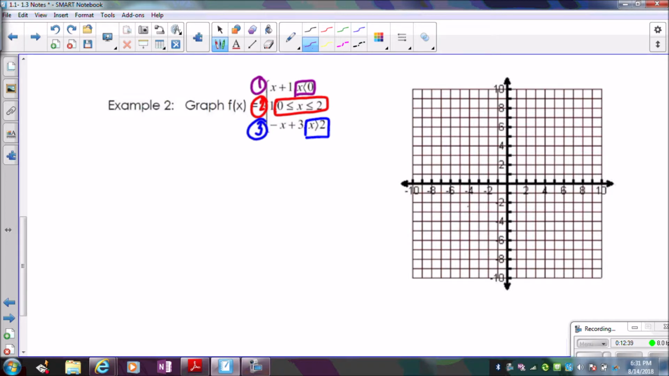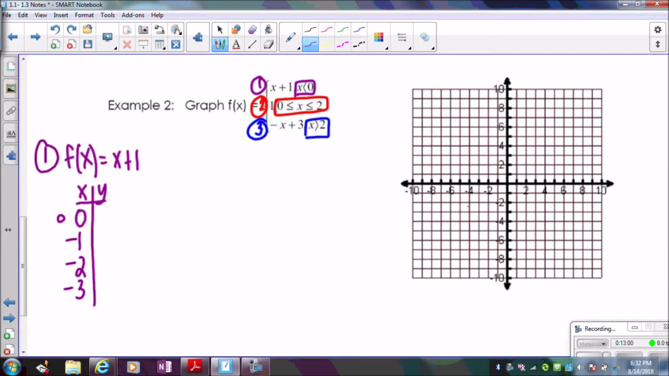So for the first part here, f of x is equal to x plus 1. I'm going to use that whenever I have x is less than 0. So I'm going to start at 0. It's going to be an open circle. And I want some negative values. So -1, -2, -3, and so on. I'm going to plug in. So 0 plus 1, -1 plus 1, -2 plus 1, -3 plus 1. Go ahead and plot them.